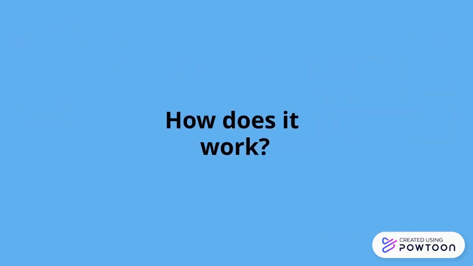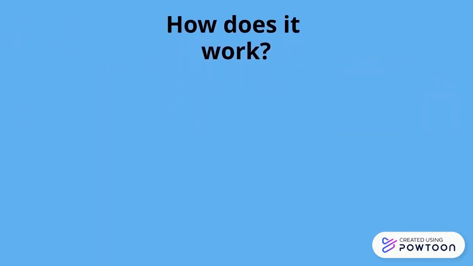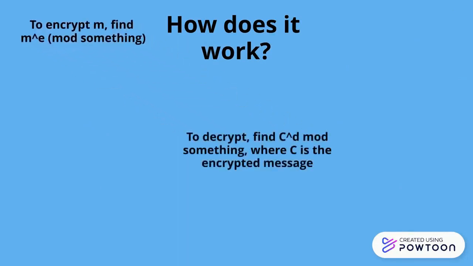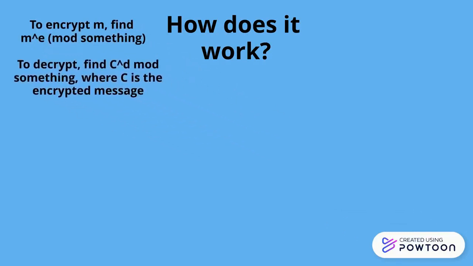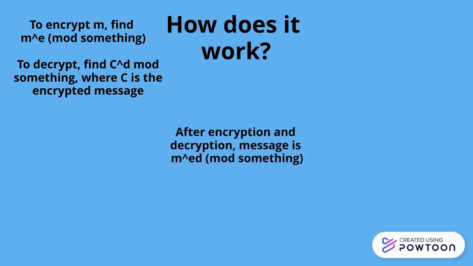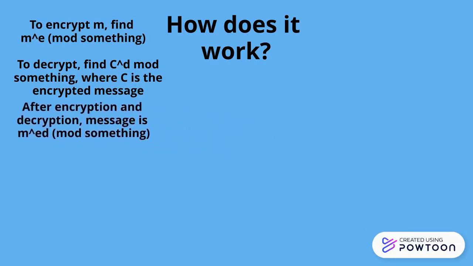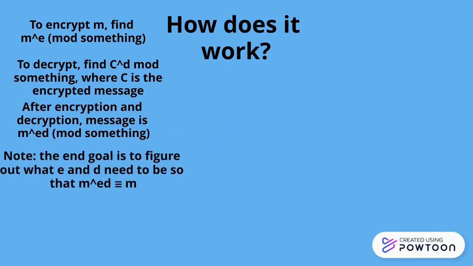So how does it work? Let's try to piece it together. We'll start with the knowledge that to encrypt the message, we raise it to the power of E, the encryption key, and to decrypt it, we raise it to the power of D, the decryption key. So after encryption and decryption, the message will be m to the power of ed mod some number n, and we'll work that out later.